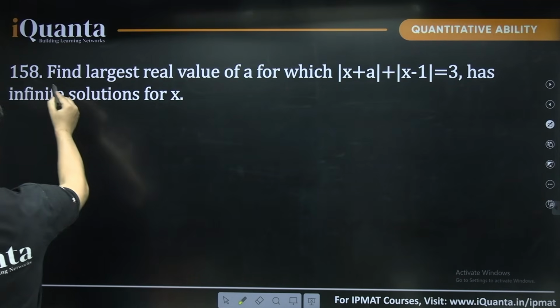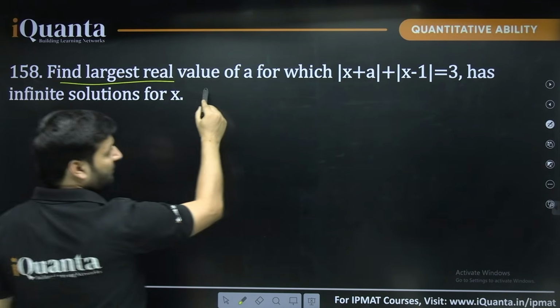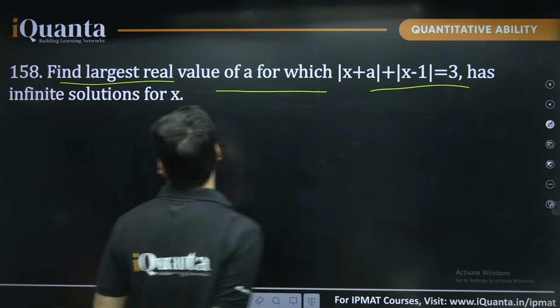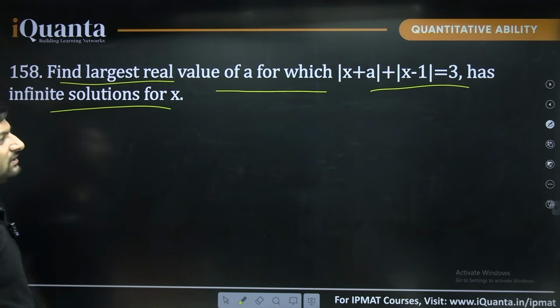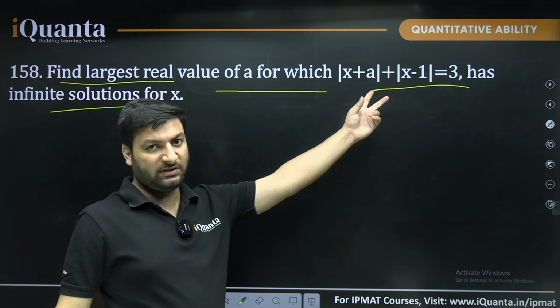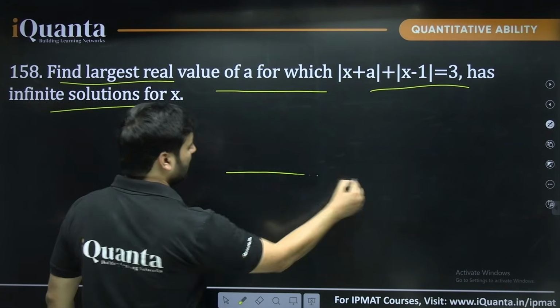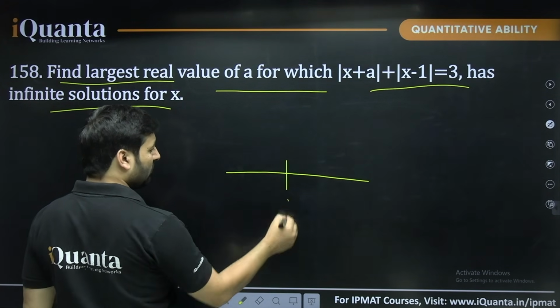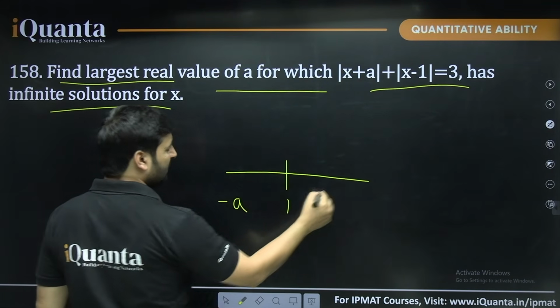Now let us solve this question. Find the largest real value of a for which |x + a| + |x - 1| = 3 has infinite solutions for x. I hope you remember there are two critical points here, 1 and -a. So 1, and -a can be here as well, -a can be here as well.